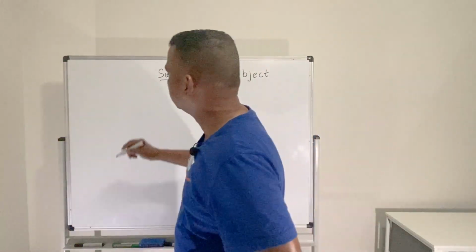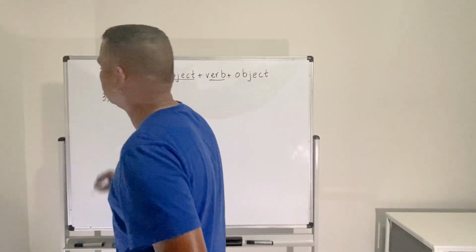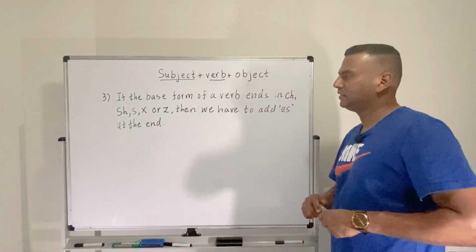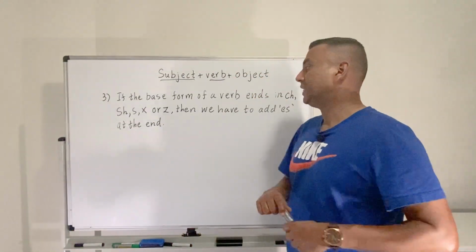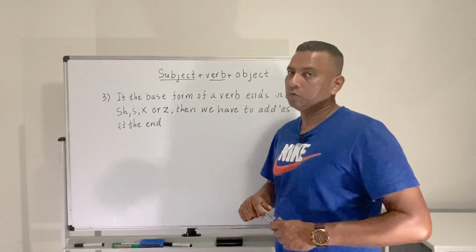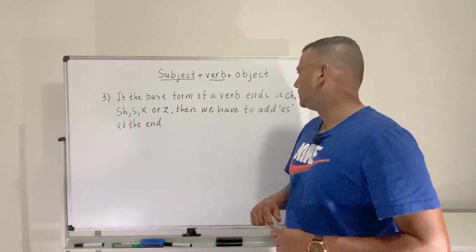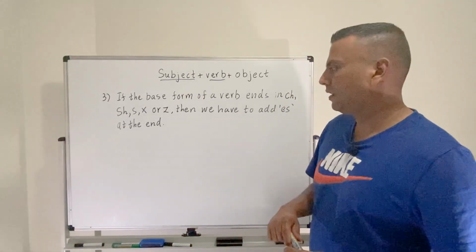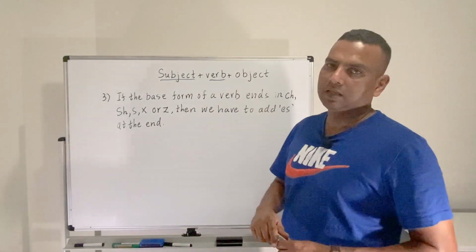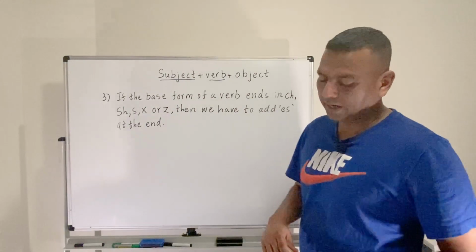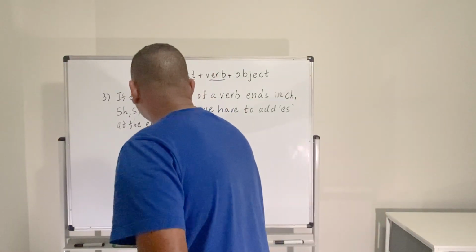Okay, then we look at the third scenario. Okay, third scenario is a bit interesting. If the base form of a verb ends in ch, sh, x or z, then we have to add es at the end. ඒ කියන්නේ ක්‍රියාපදයේ මූලික ස්වරූපයේ අගට ch, sh, x or z යන අකුරු නම් ඒ වෙලාවේදී අපි මේ වෙනස් කිරීම කරන්න, just to effect this modification, we have to add an es to the end.